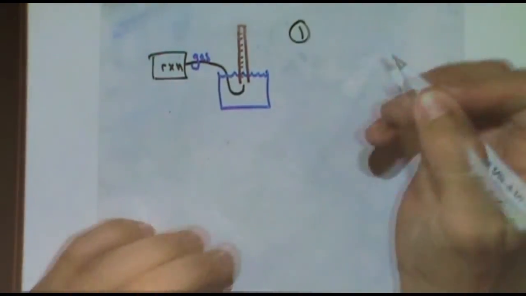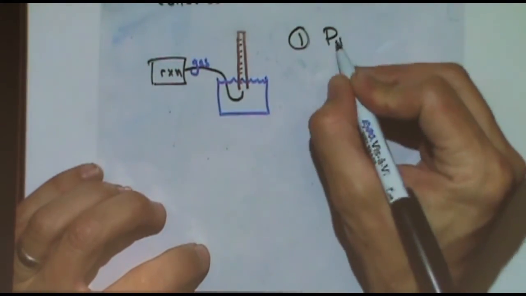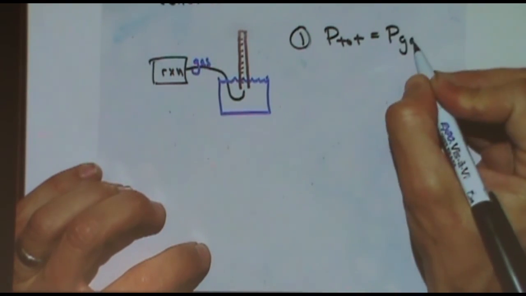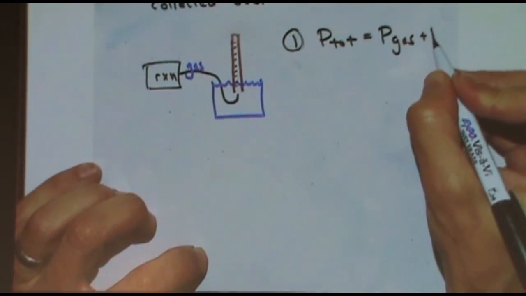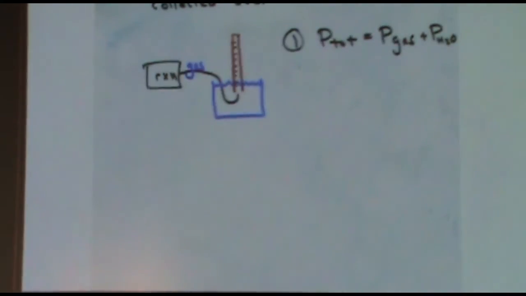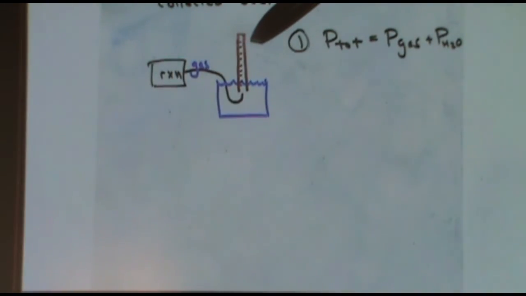Step one, again, it's not really in order, you can do them in either order, is that P total, and I'll explain this in a second, equals P gas plus P water. Okay, that's the first step. So, in this upside down graduated cylinder there are two gases. The gas that's coming off the reaction, and we call that P gas. That's what P gas is about.